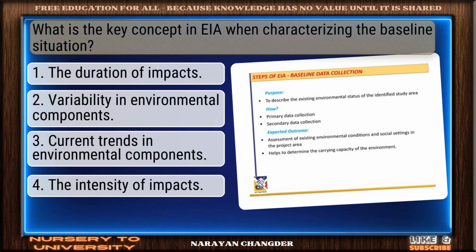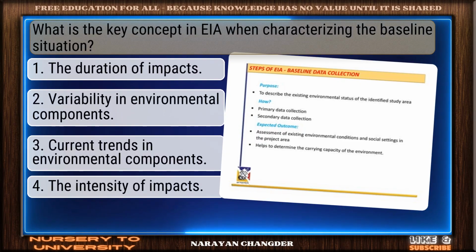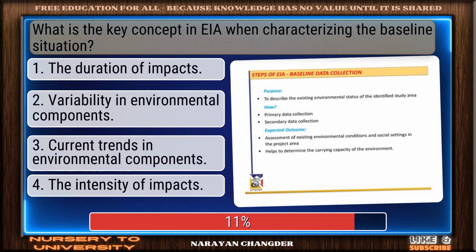What is the key concept in EA when characterizing the baseline situation?